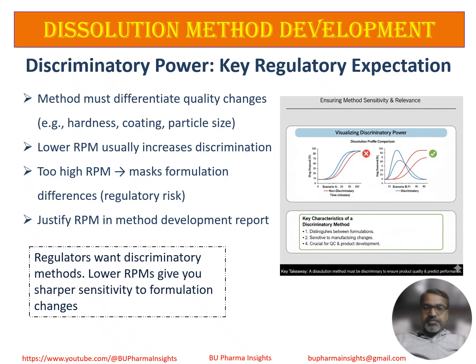Regulators expect discriminatory methods that can detect meaningful formulation or process changes, such as tablet hardness, coating variations, or particle size differences. In many cases, lower RPM provides greater sensitivity, making it easier to see real differences between formulations. Using an RPM that is too high can mask formulation differences, which creates regulatory risk. That's why RPM selection must be scientifically justified during method development. Right RPM protects product quality and regulatory confidence.